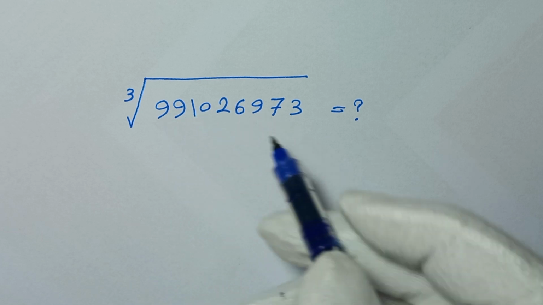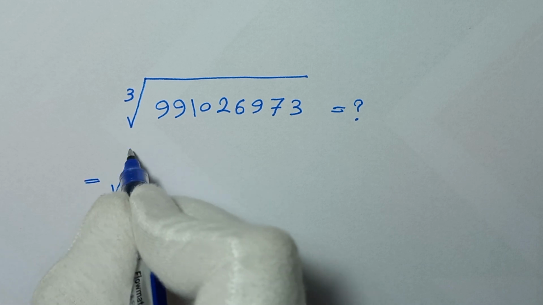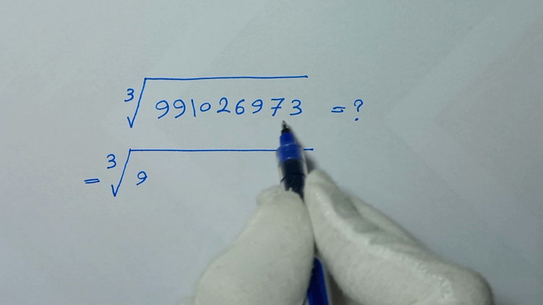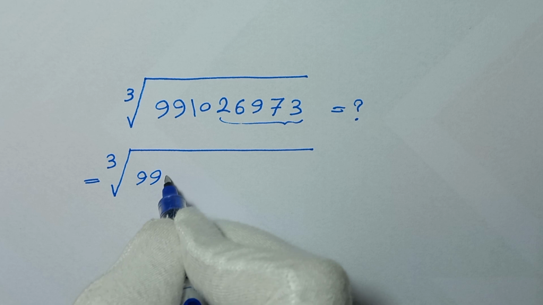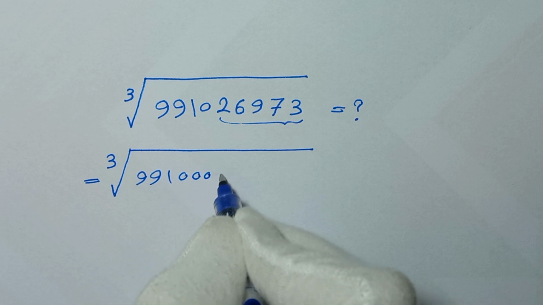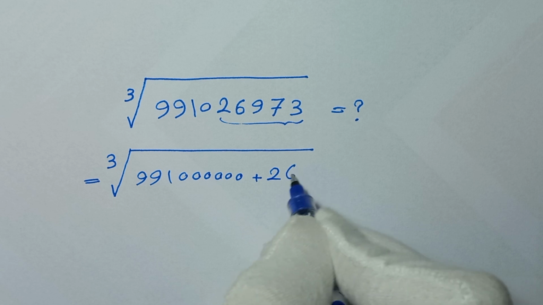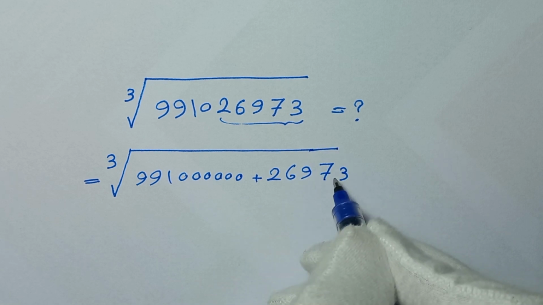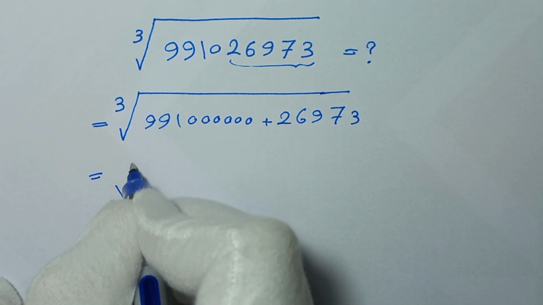You're welcome to solve this math problem: simplify the cube root of 991,026,973. In the first step, we can write this as the cube root of 991 million plus 26,973.